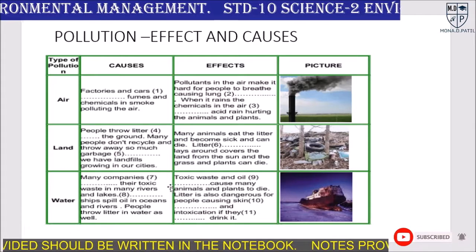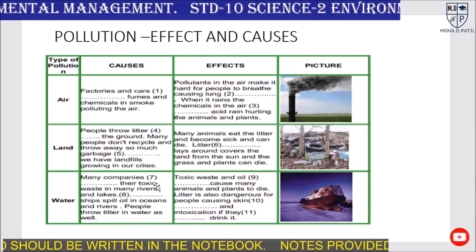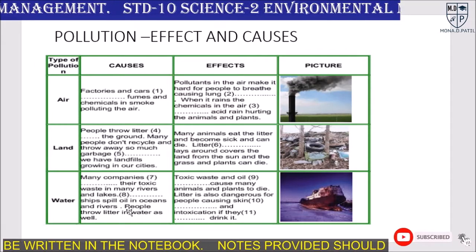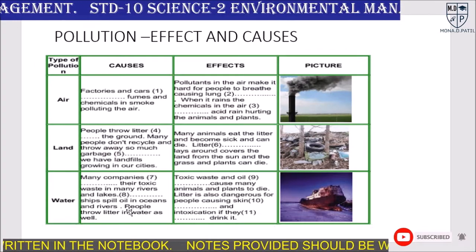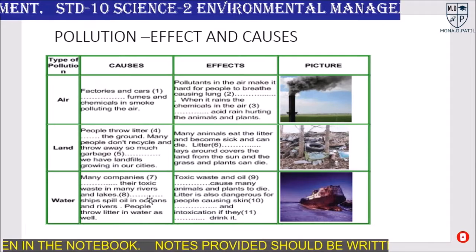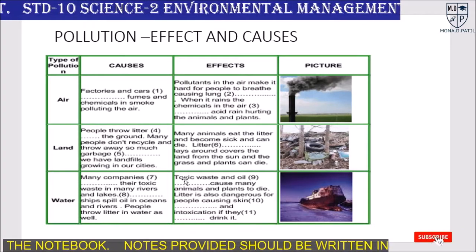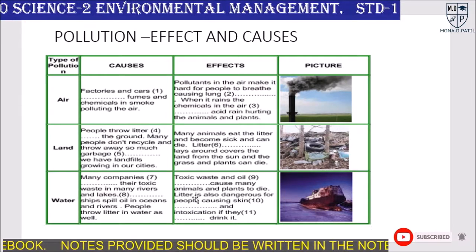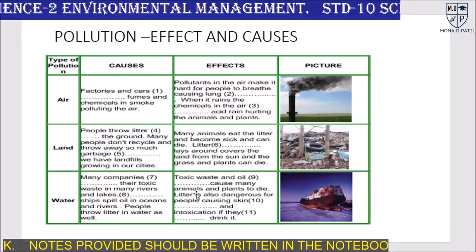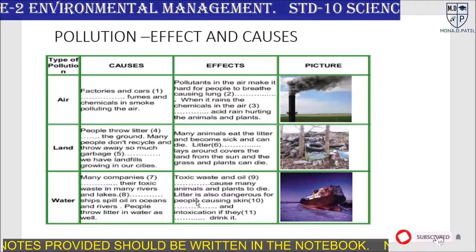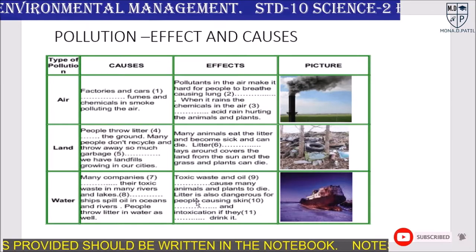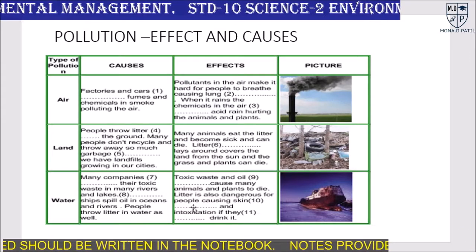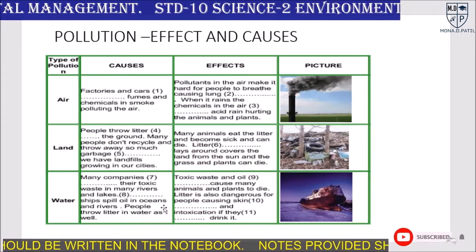Many companies drain their toxic waste into rivers and lakes. Ships spill oil in oceans and rivers. People throw litter in water as well. Toxic waste and oil cause many diseases and harmful effects to animals and plants, and they can die. Litter is also dangerous for people, causing skin problems. So these are the effects and causes.